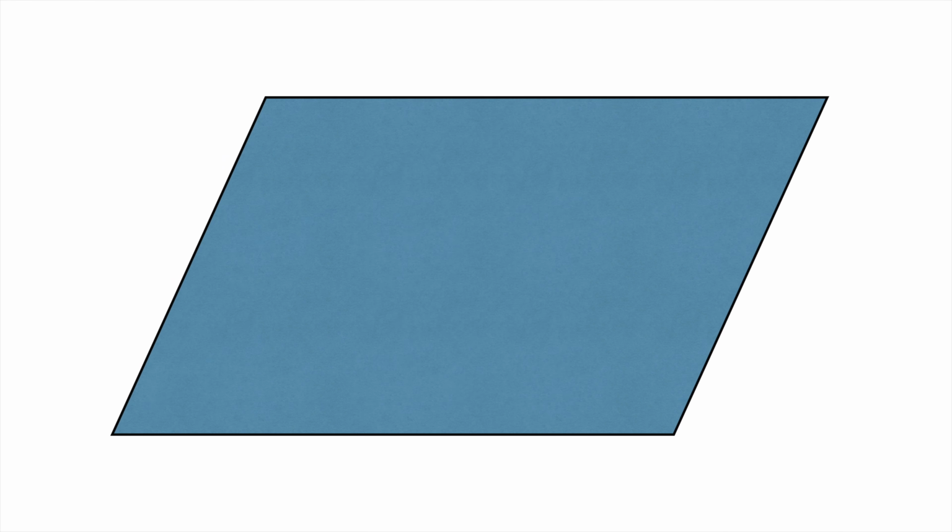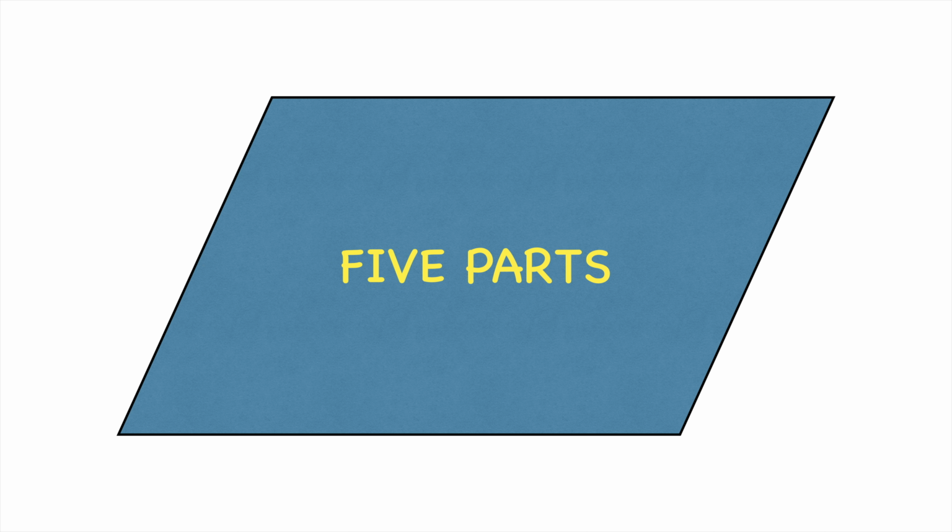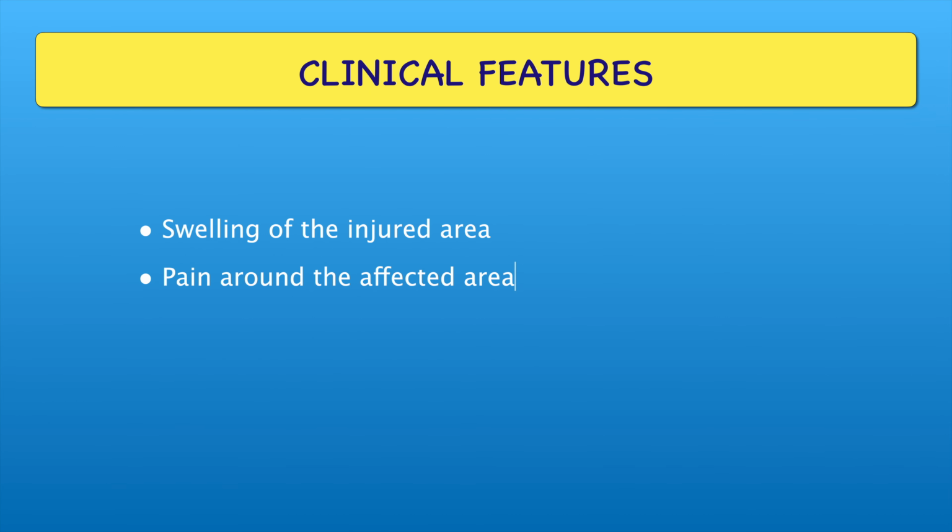We will discuss this topic by dividing it into 5 parts, that is, clinical features, mechanism and classification, diagnosis, treatment, and complications. Now, let's discuss the clinical features of the injury. This includes swelling of the injured area, pain around the affected area, and external rotation deformity.